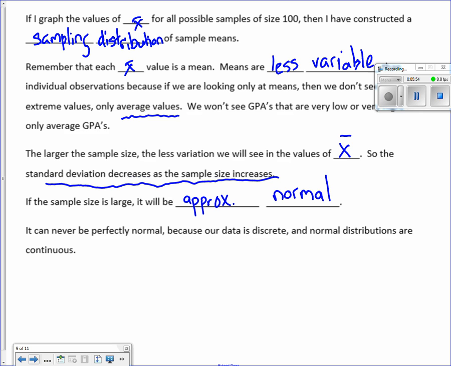Of course, it could never be perfectly normal because we're dealing with data that's discrete. We're just dealing with single values. Normal distributions are supposed to be continuous, so it's very important that you use the word approximately normal. Never say that it is normal. You can say that we're going to apply the normal model, but you can't say that our distribution is exactly normal.